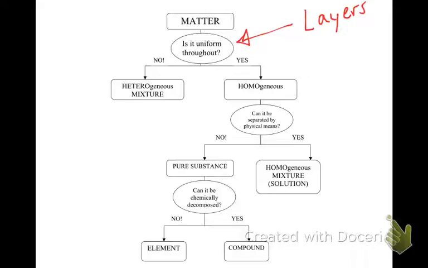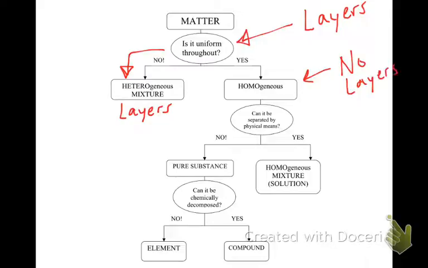If it does have layers, that means it is not uniform throughout. That means we're talking about a heterogeneous mixture, and we're going to definitely have layers visible. If it is uniform throughout, meaning no layers, we're looking at something that is homogeneous. There are further classifications we could talk about for heterogeneous mixtures, but for our purposes, if it's got layers and was physically combined, it's a heterogeneous mixture. If it does not have layers, we're looking at something homogeneous.